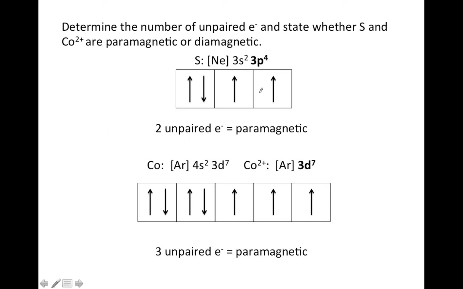Okay, so let's end by doing a couple of examples. We want to determine the number of unpaired electrons and state whether S and Co2+ are paramagnetic or diamagnetic. So let's start with S.